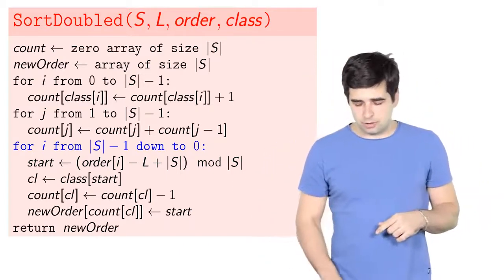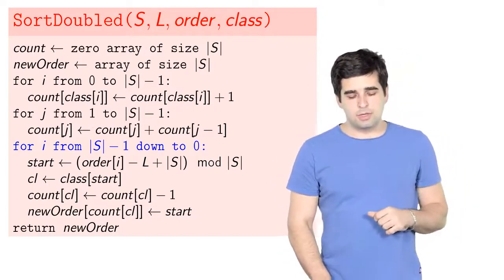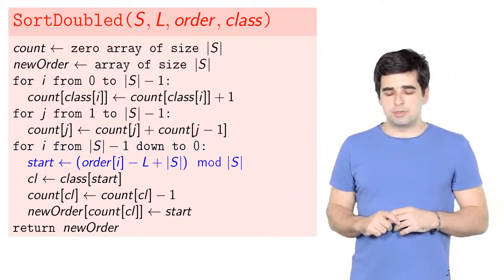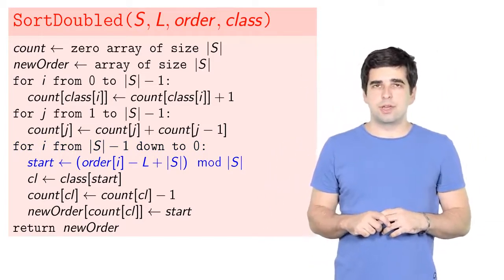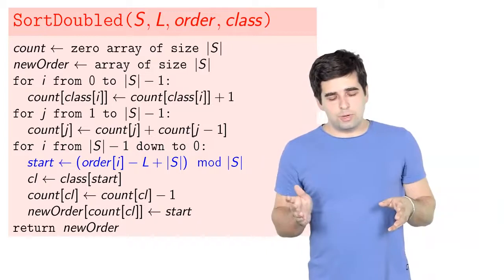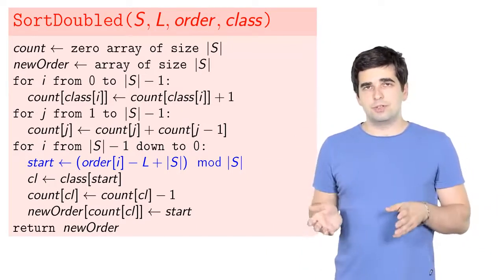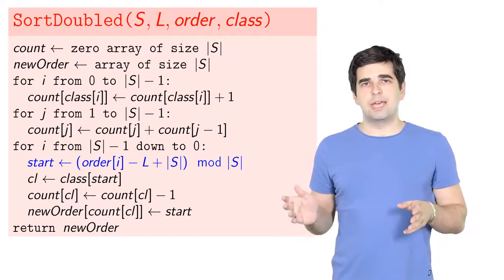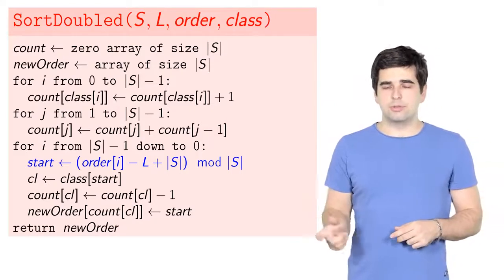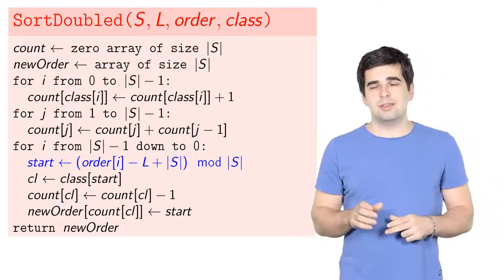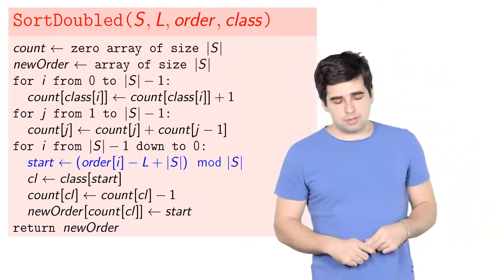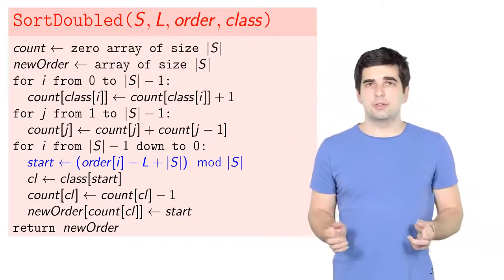And we need to go downwards from the last i to the first i, because we need to go in the reversed order. So these two lines, for i from length of S minus 1 down to 0, and the next line which assigns variable start to order i minus L plus length of string S modulo S, what they basically do is they go with variable start in the reverse order through the array of doubled cyclic shifts sorted by their second half. So start goes through the starts of those double cyclic shifts in the reverse order. Now everything else that happens in this for loop is just regular counting sort.